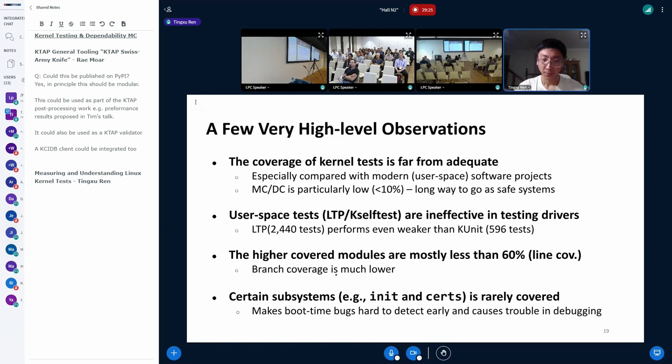And at last, certain subsystems like init and cert are really low, because this code is generally exercised during boot time, and this can make some boot-time bugs difficult to find and cause trouble in debugging.